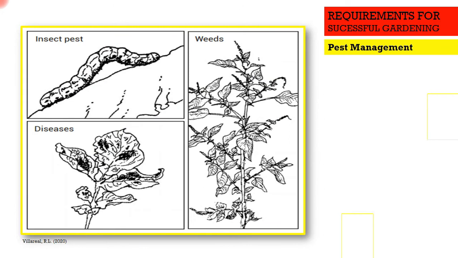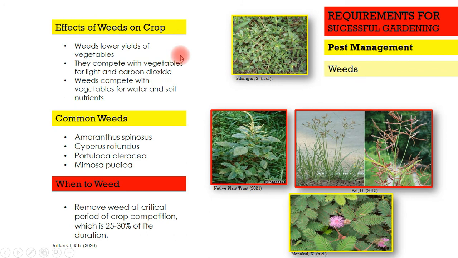Here we go to another requirement for successful gardening, which is pest management. To make it simple, the pests commonly found in our garden are insect pests, weeds, and diseases. For pest management, we'll focus on weeds.